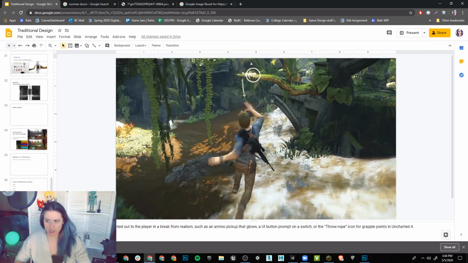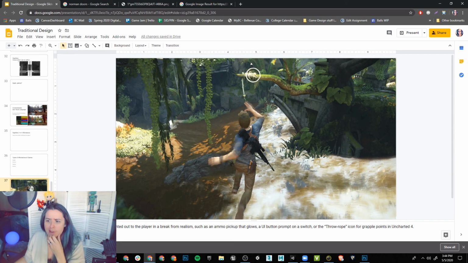Explicit. Explicit affordances are those pointed out to the player, and it typically breaks realism, such as an ammo pickup arrow that glows. In the case of Uncharted, you've got the little grappling hook icon pointing to where you're supposed to shoot it, right? A UI button prompt on a switch, a throw rope here. These are called explicit affordances. You are telling me what I need to do through a kind of visual interaction, usually like an animation or a button or something like that, right?